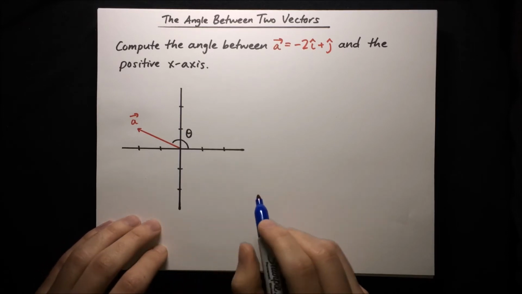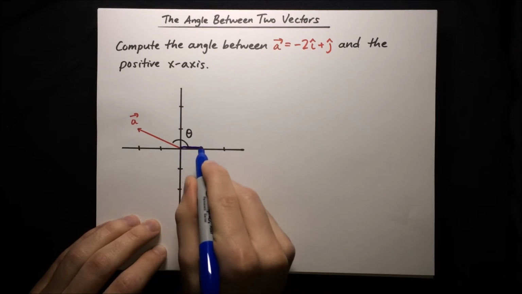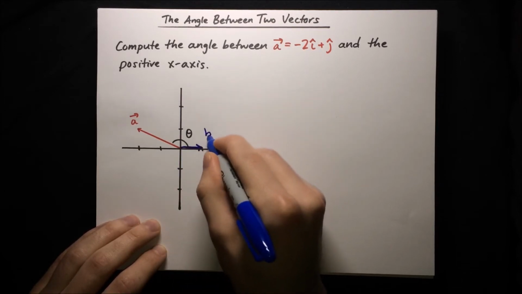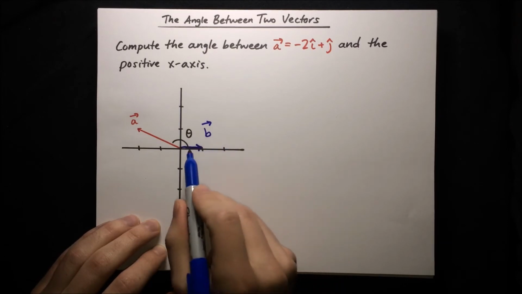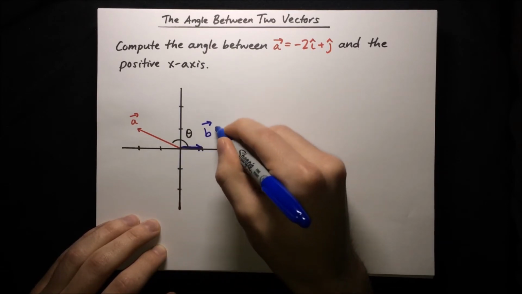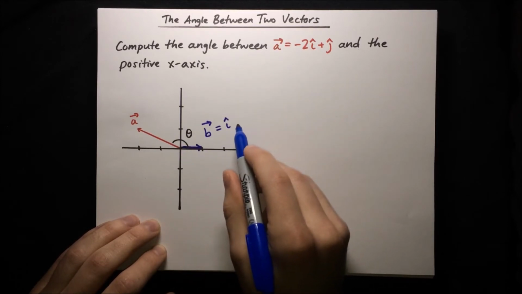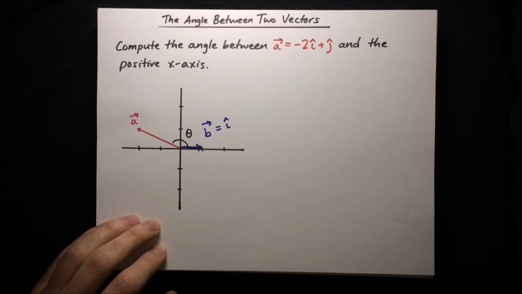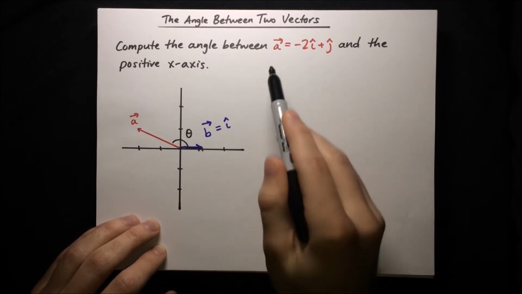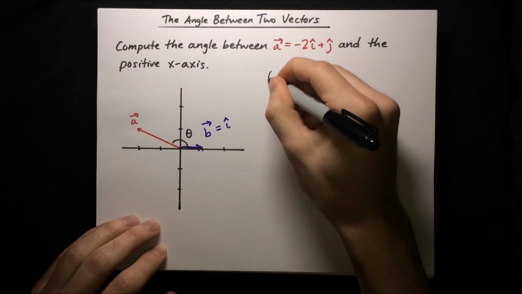I think the simplest vector is probably the one that just goes 1 unit to the right. This one here. Let's call that b. And let's get the components of b. So b just goes 1 to the right, so that's i. And then it doesn't go up at all, so just 0j. So we'll just leave the j out. Okay, so now we're ready to go ahead and find the angle between these two vectors, a and b. We know how to do that using our formula.